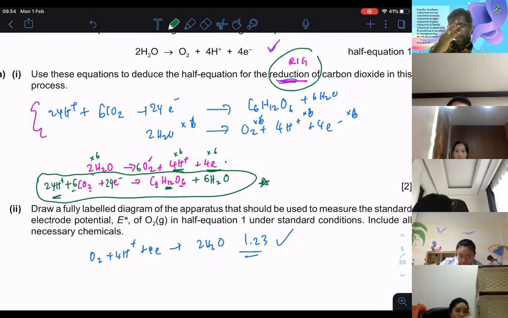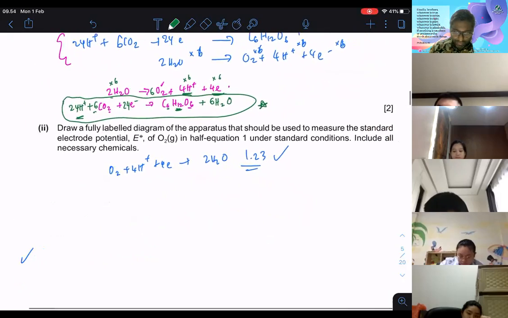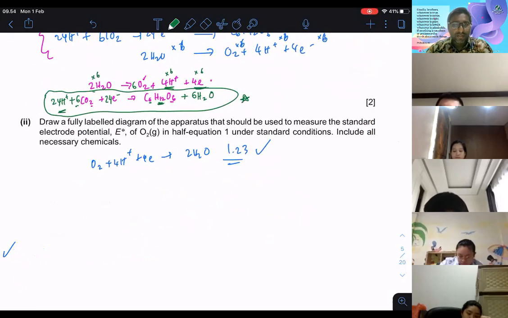If they need you to refer to the data booklet, they would actually tell you, okay, refer to the data booklet. So in this one, you don't waste time looking at the data booklet. Okay, it's not there. But don't expect them to tell you every single thing, especially when it comes to measuring standard electrode potential. Sometimes they will tell you to refer to the data booklet, but it is understood that if they are asking you to calculate standard electrode potential, you need to refer to the data booklet.